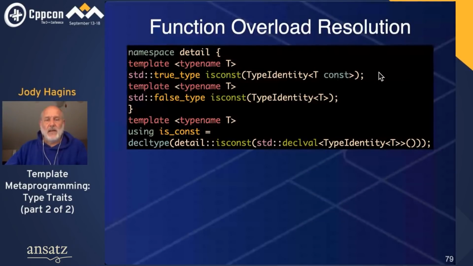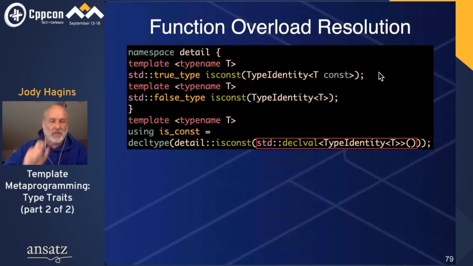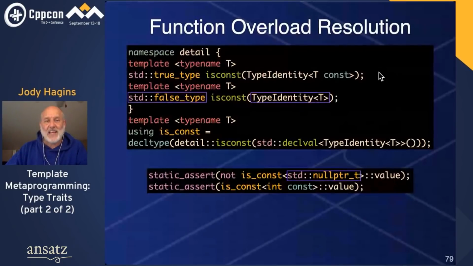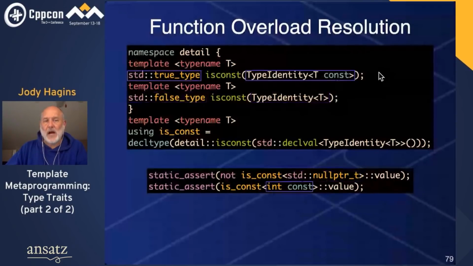So there's our declval again. I'm creating an instance of type identity T. I'm going to pretend that I'm constructing an instance of type identity T. So that's going to return to me a reference to type identity T. And then the decltype is going to mean I'm going to pretend to call isConst with it. And one of those two functions is going to be called. Now, in the first case, I get a match. It's null pointer. It doesn't have a const anywhere in it. So that's the only one that matches, and so that's the one that's called. And so we get false. On the second one, however, both of them will match, but this one will be a better match. And so that's the one that will get called.